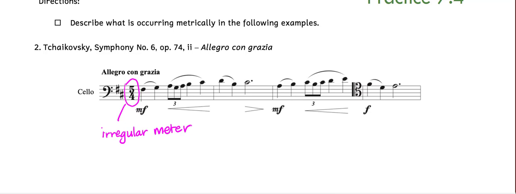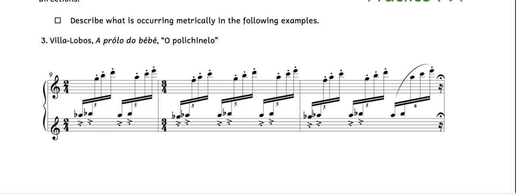Go ahead and do number 3 on your own. Pause the video and press play when you're ready. All right, number 3 begins in 2/4. We begin with some quintuplets, but that 2/4 then switches to 3/4. So what is it called when you switch from 2/4 to 3/4? That's called a changing meter.